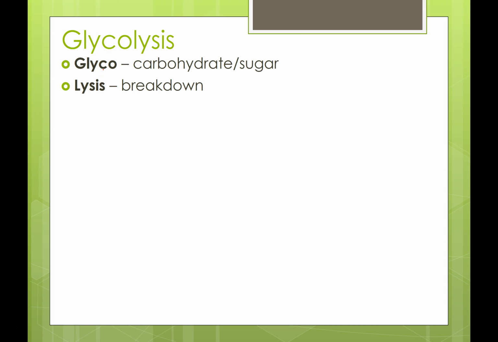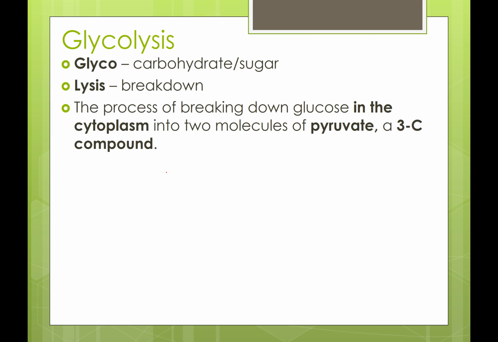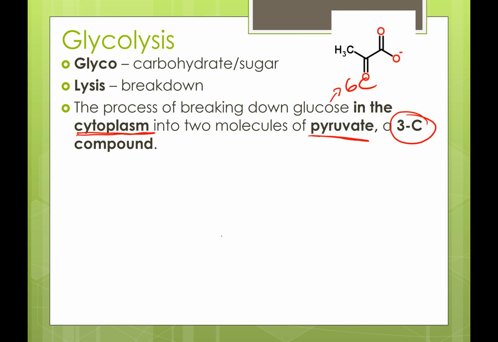The first process of breakdown of glucose is called glycolysis. If we break down the word glycolysis, glyco means carbohydrate or sugar, and lysis means breakdown. So glycolysis literally means the breakdown of a sugar, more specifically the breakdown of glucose. It's the process of breaking down glucose in the cytoplasm, this is where it happens, into 2 molecules of pyruvate. Whilst glucose is a 6-carbon molecule, pyruvate is a 3-carbon molecule, so that's why we get 2 of those.